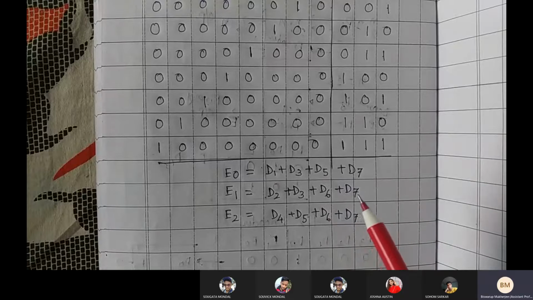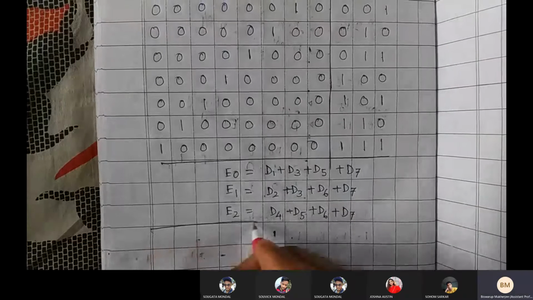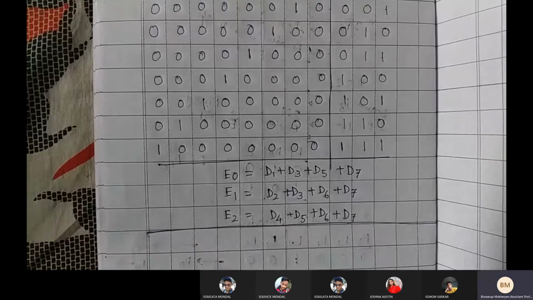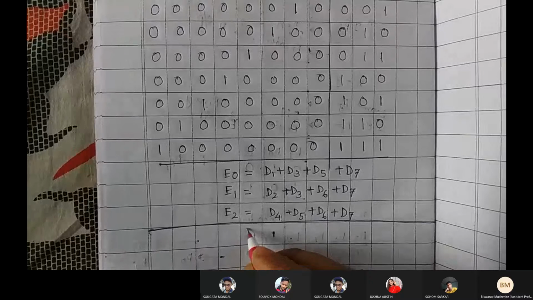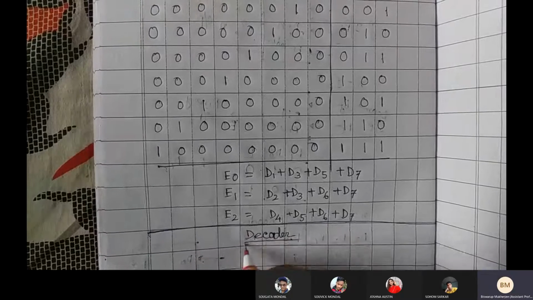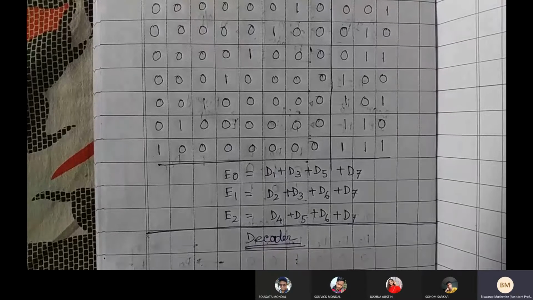Okay. Now, let me come to the next one. So I'm not going for further other encoder types right now. I am going directly to the decoder, the next MSI chip. So these are all actually medium scale integrated chips. That means it will have 10 to 100 gates within that.